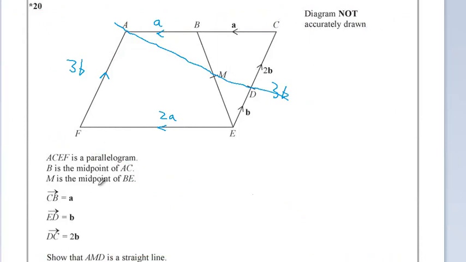Okay, back to our problem. Show that AMD is a straight line. If A to M is a multiple of A to D, and they both start at A, they must be parallel and on the same line. So let's find A to D first. A to D. We can go any route we like to get to this. But we'll try this one here.